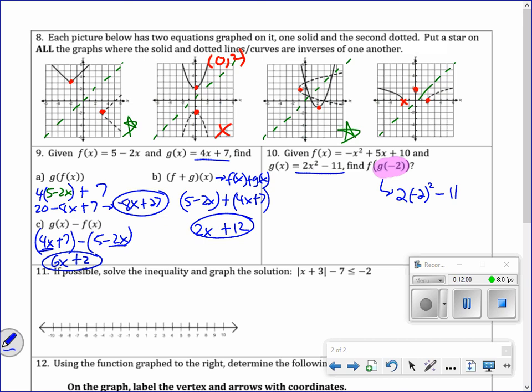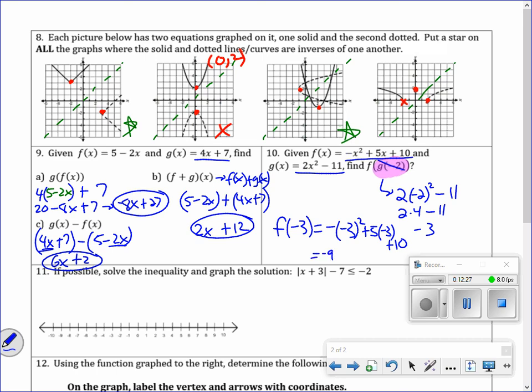So you can put that in your calculator, or this is 2 times 4 minus 11, so that's 8 minus 11, that's negative 3. So that means now that this is negative 3. So I want to know f of negative 3. All right, so I'm going to plug that into this guy. So I have a negative, parentheses, negative 3 squared, plus 5 times negative 3, and then plus 10 on the end.